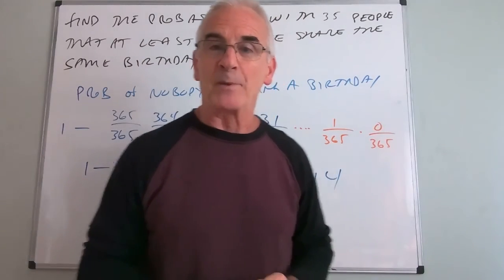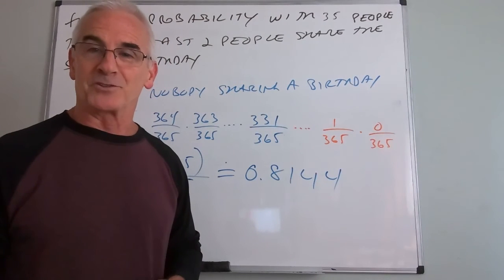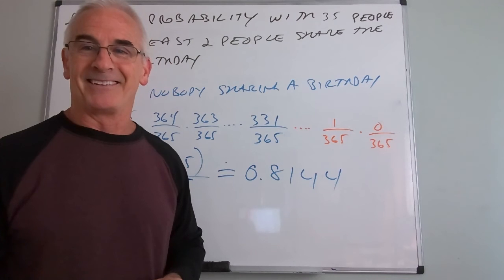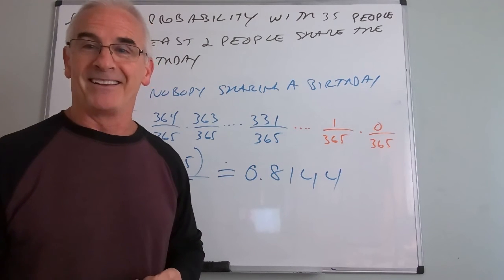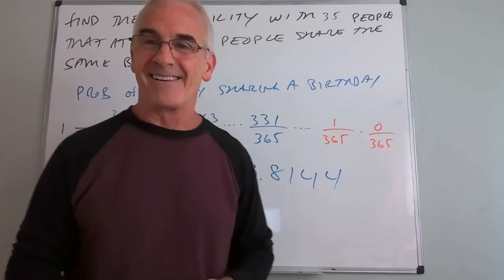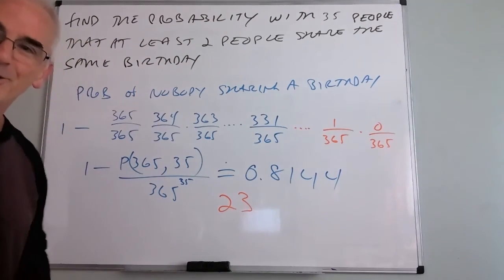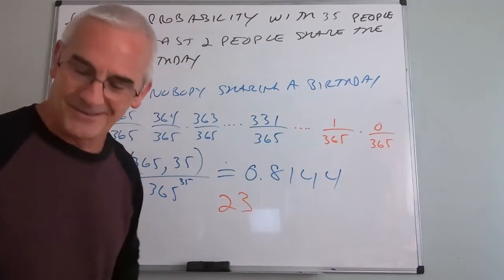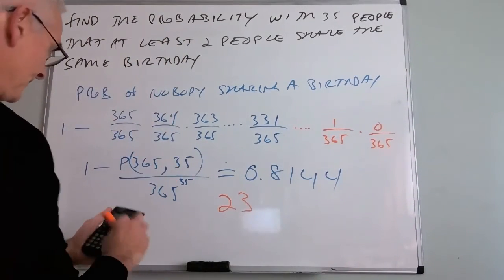Does anybody know how many people you need to have a probability greater than 0.5 that at least two people have the same birthday? If you've ever done this problem, you may remember the answer. Anybody want to take a shot? 23. Yeah, let's do it. Put 23 in there.